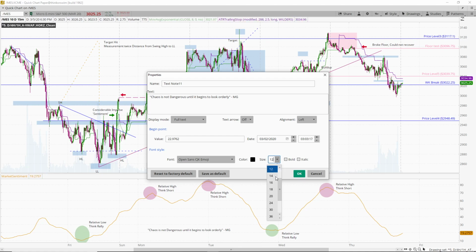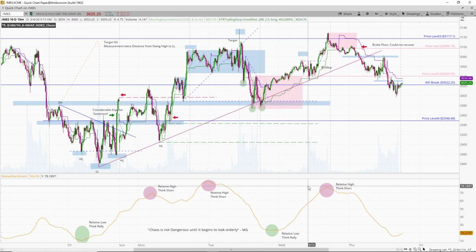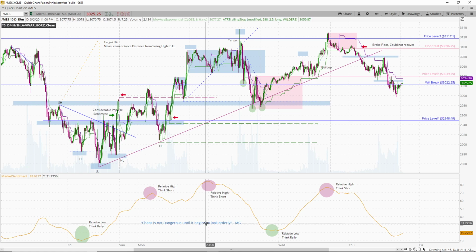And I wrote this in here because I really like Max Gunther's book, the Zurich Axioms. I think it's probably like the 3rd chapter or something. Chaos is not dangerous until it begins to look orderly. Well, this looks really orderly, right?